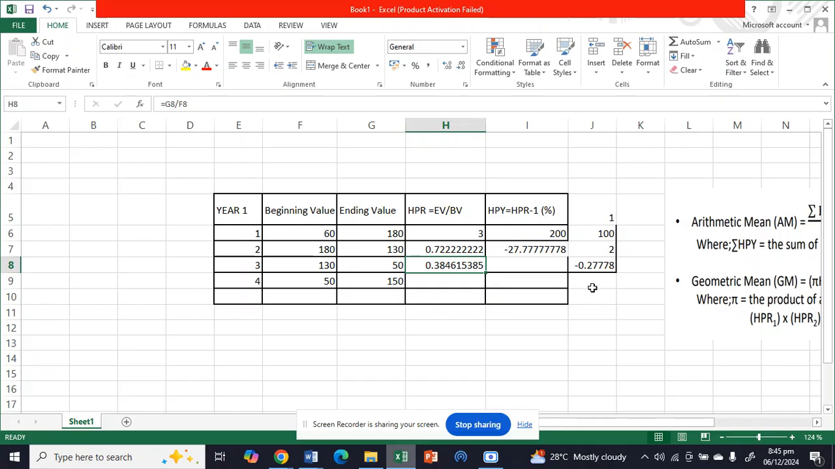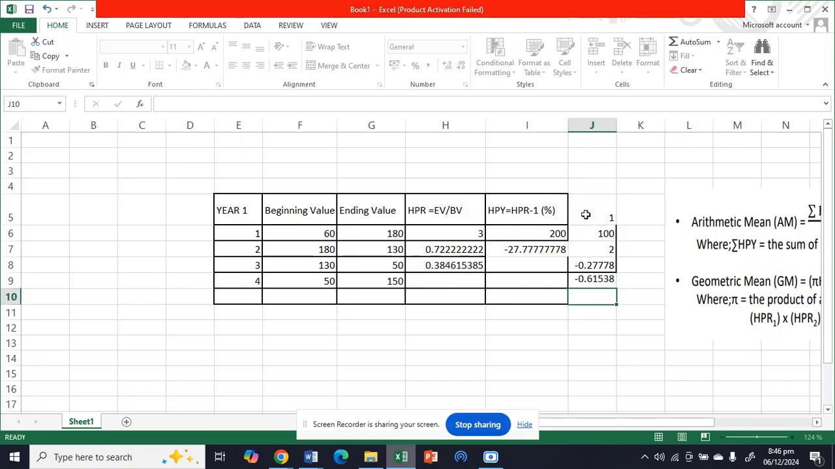So now I want to find out in terms of percentage, what is this decrease? So our HPY is our HPR, this is 0.384, minus 1, which gives negative 0.61. Multiply this by 100. So our investment has decreased by 61.5%.